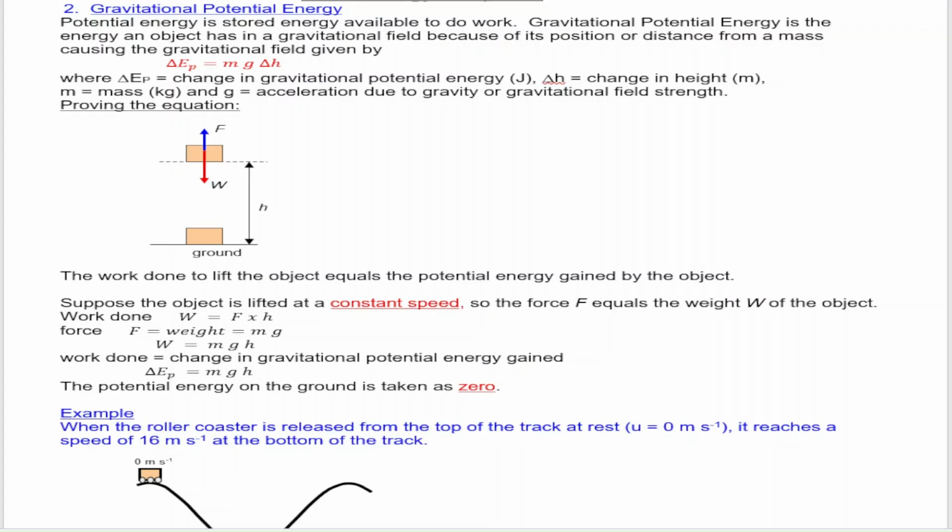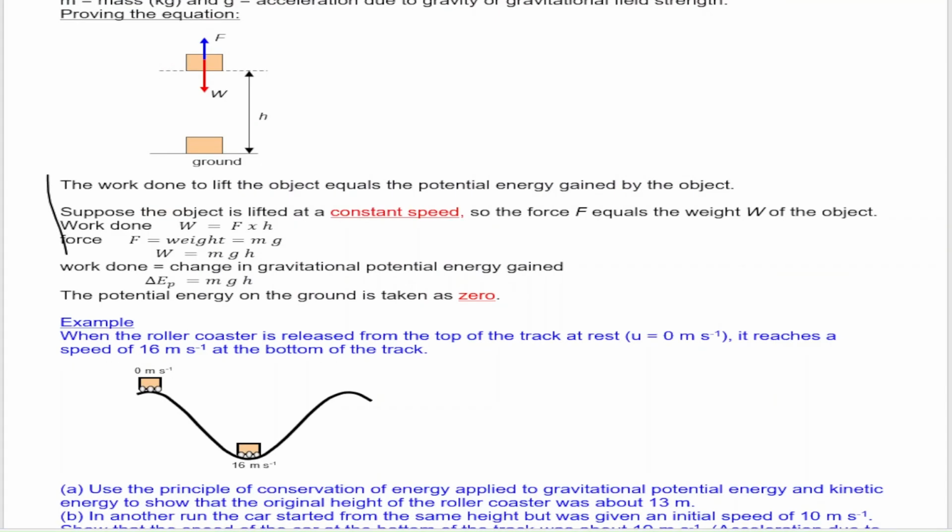Remember, we can only talk about the change in the gravitational potential energy, the change from where it started to falling on the ground or wherever it is falling to, or whenever it's gaining height to. Suppose you've got an object and that object is being lifted up. The work done to lift the object equals the potential energy gained by the object. Suppose the object is lifted at a constant speed, so the force equals the weight of the object.